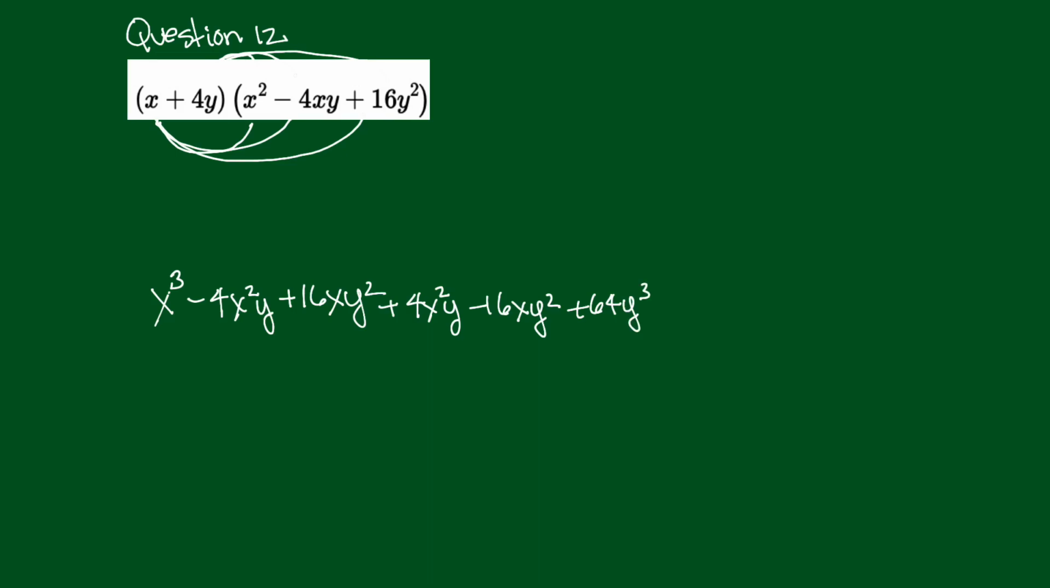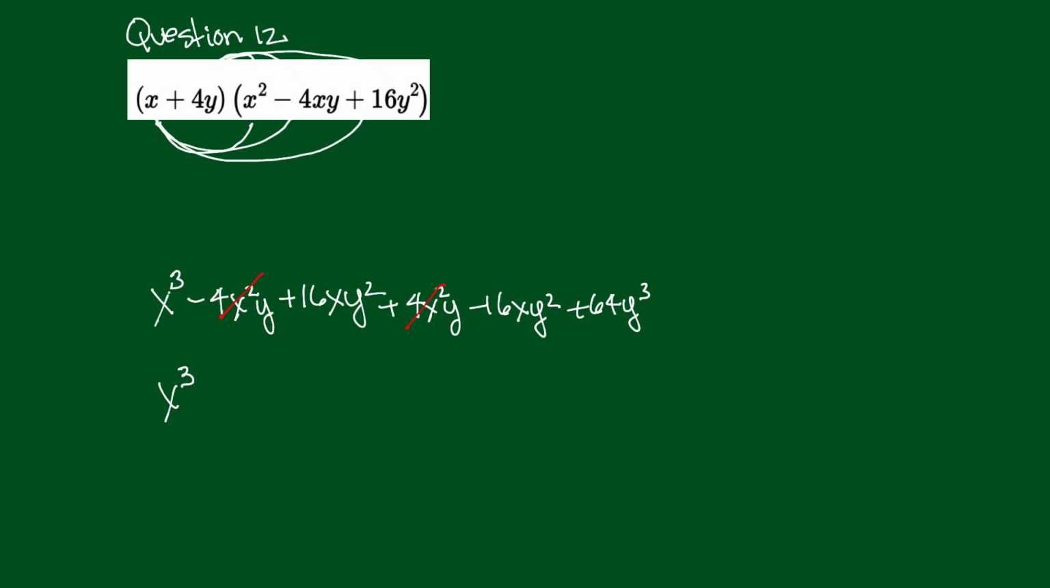Let's combine terms. Now, x cubed. That is the only x cubed I've got. So I'm just going to write x cubed. Now, do we have any more of these x squared y's? I see I'm down 4 x squared y's. Oh, here they are. Oh, look at that. Negative 4 plus 4. These are gone. Okay, so these are gone.